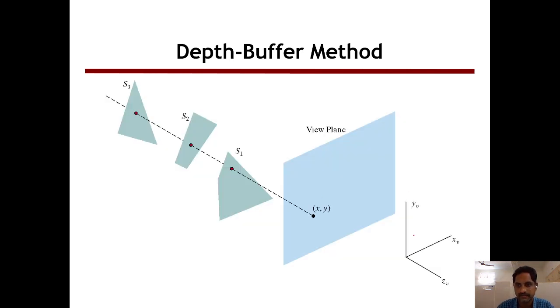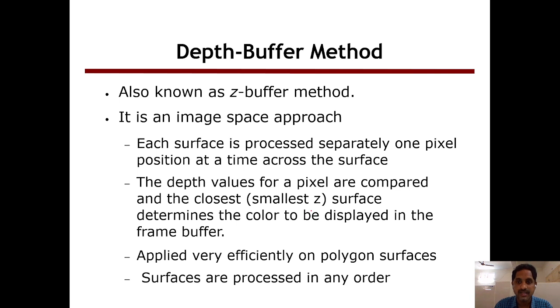See here, this is the XYZ. With the base point XYZ, we can allocate to the XY view plane. Then on the view plane we have S1, S2, and S3. Here we have X1, Y1, Z1, then X2, Y2, Z2, X3, Y3, Z3. Based upon it, we can calculate the Z value. That is called the smallest Z, which is the closest surface that determines the color to be displayed in the particular frame buffer.